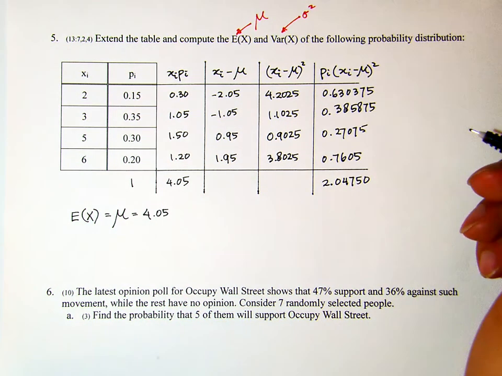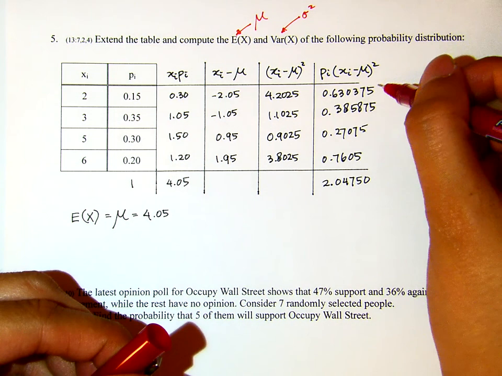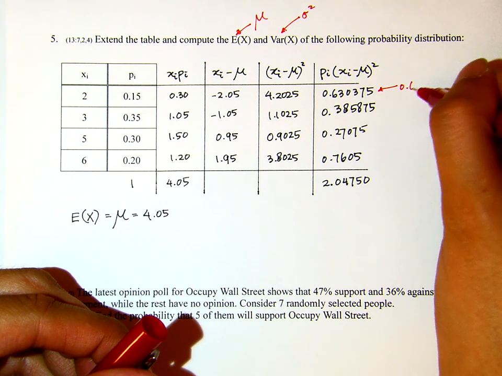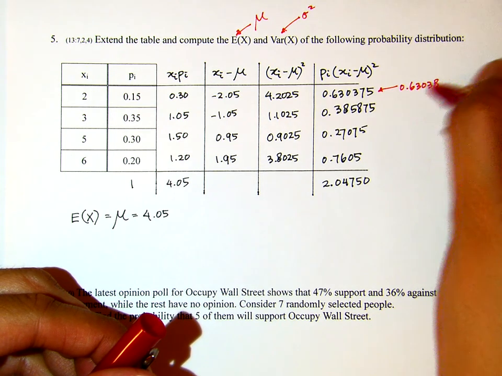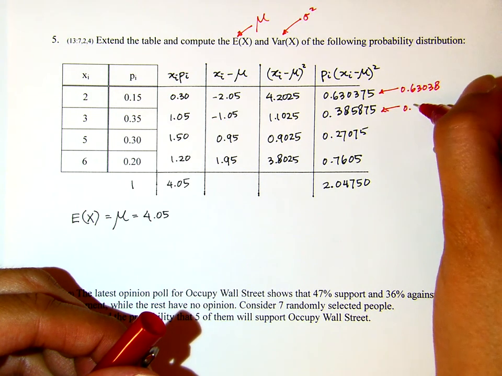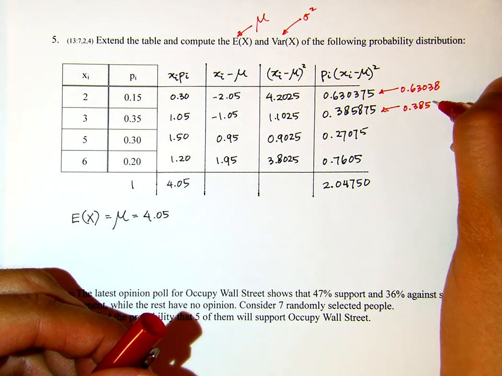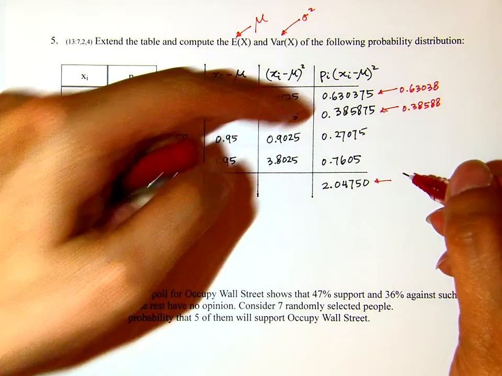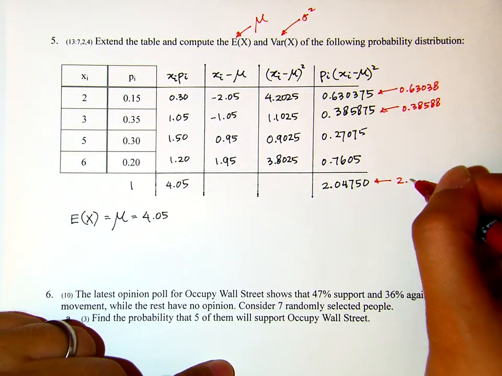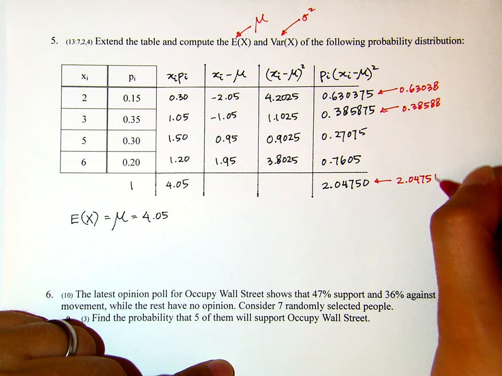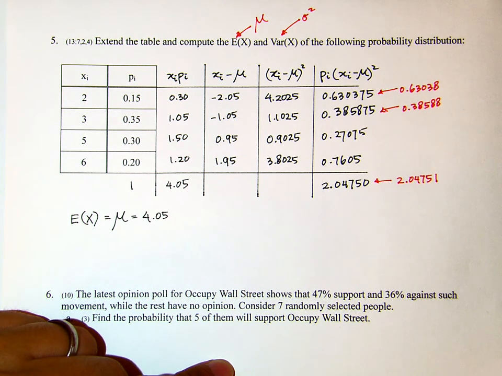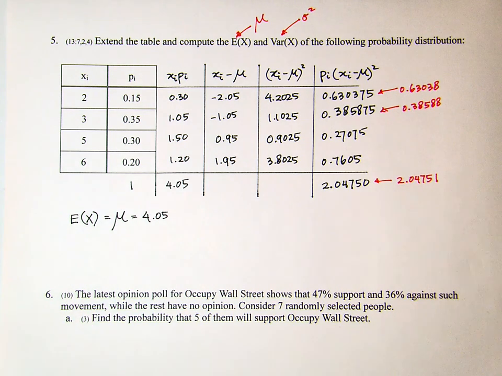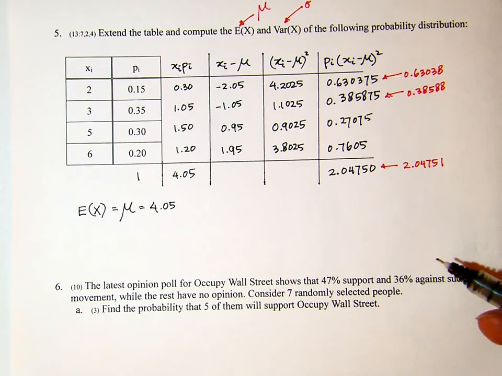Now if I add this, this will be 2.04750. However, if you round it to 5 decimal places here, this will be what you get, and for the second row this is what you get. And therefore when you add later on, if you round strictly to 5 decimal places, I think you will get 2.04751. So it differs at the 5th decimal place, but it is actually not that crucial. If you give me either one, I will be fine. Just give me a reason why you do either one of them.